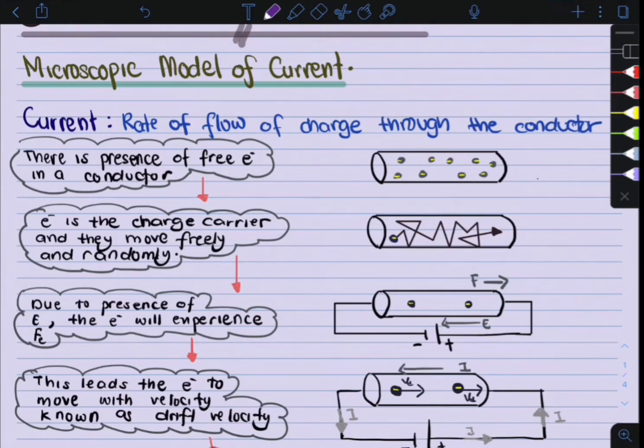Okay, so in the diagram here, the first diagram shows you the free electron in a conductor. So these electrons are the charge carriers and they move freely and randomly. As you can see in the second diagram here, it shows that the electron is moving in all directions and it is free to move in any direction.